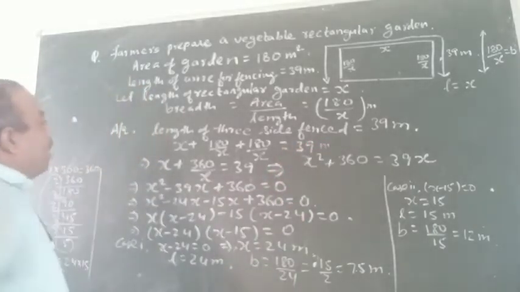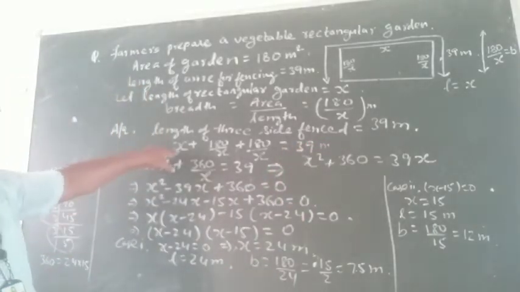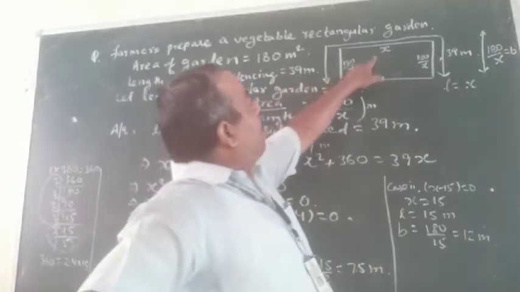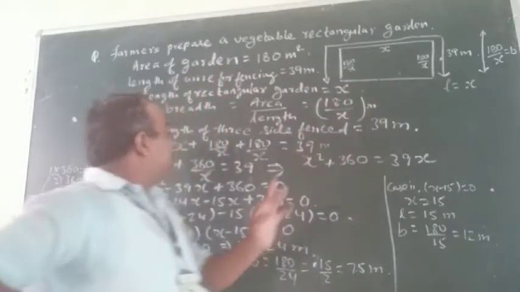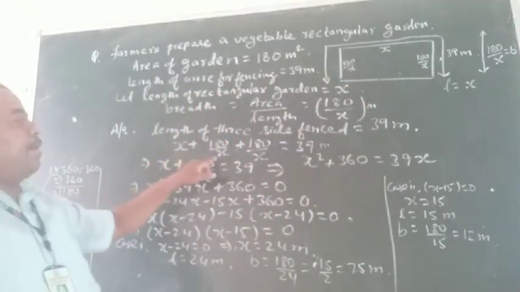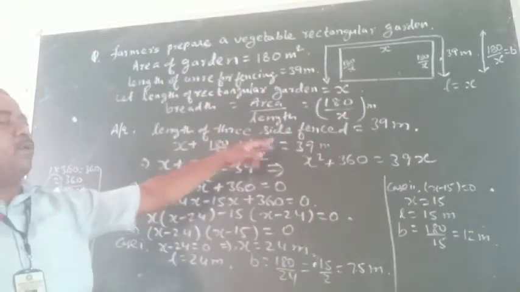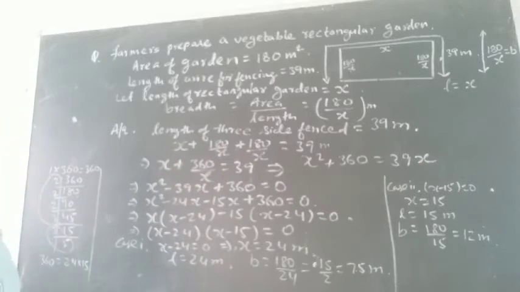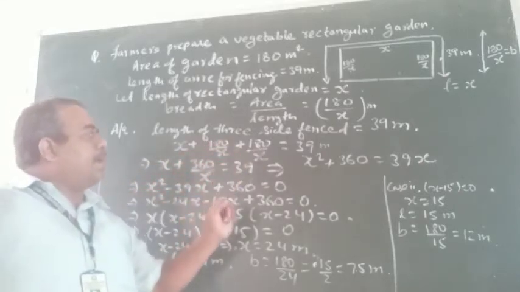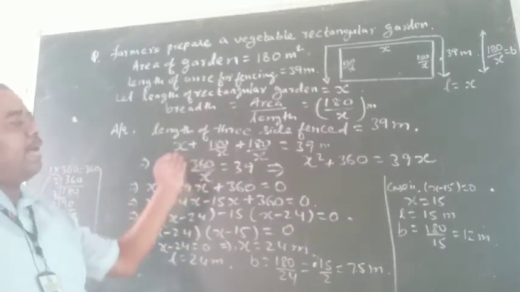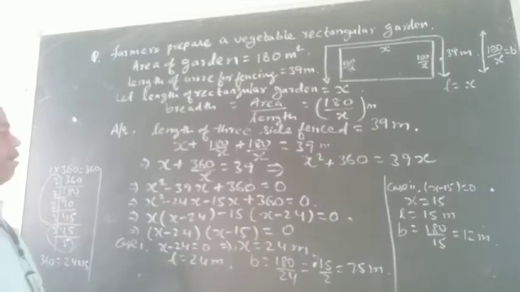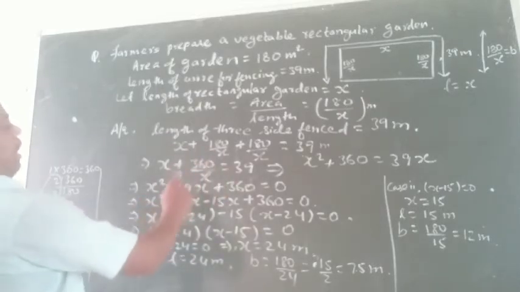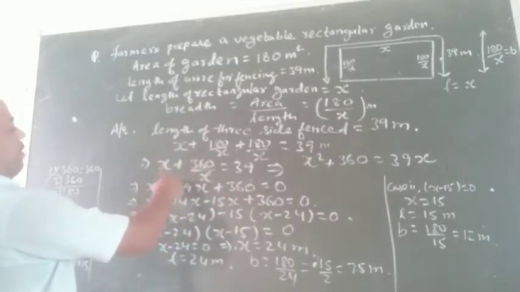Okay. So here I suppose length is x. I have written x, 180 by x for one breadth, 180 by x for another breadth. So x plus 180 by x plus 180 by x equals 39 meter. So look here, x, 180 by x, 180 by x, when they are added, x will be the LCM, the upper number will be the same, 180 plus 180 becomes 360 by x. That is equal to 39. Now, do the simplification.